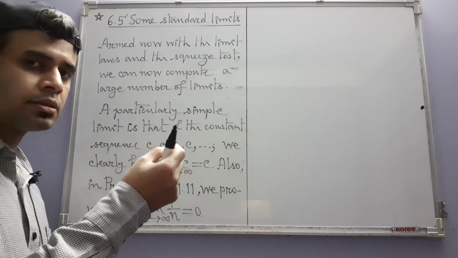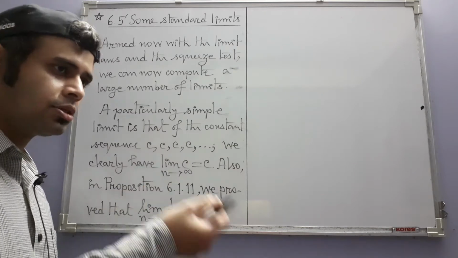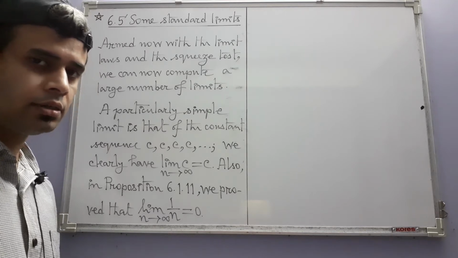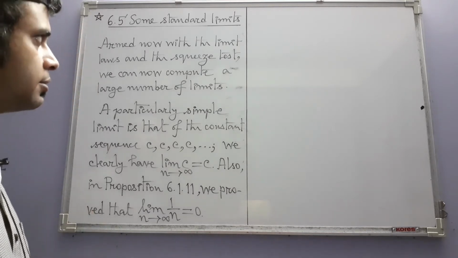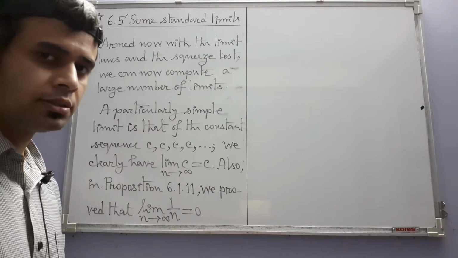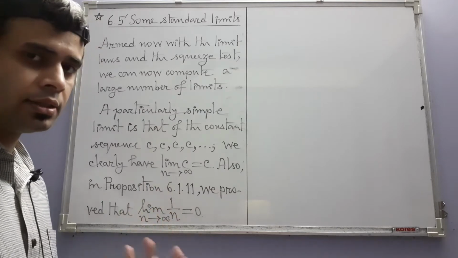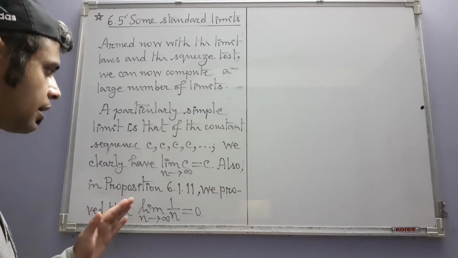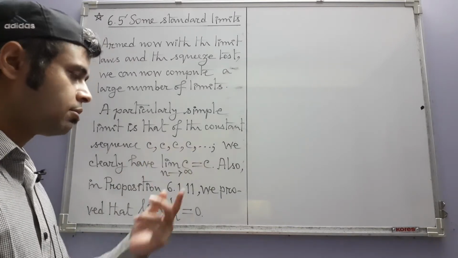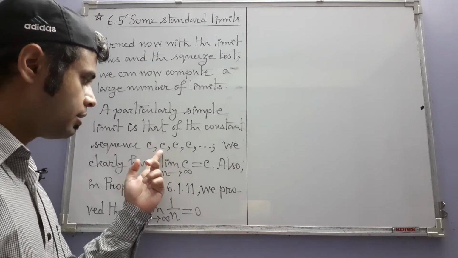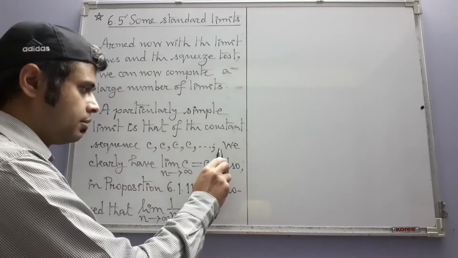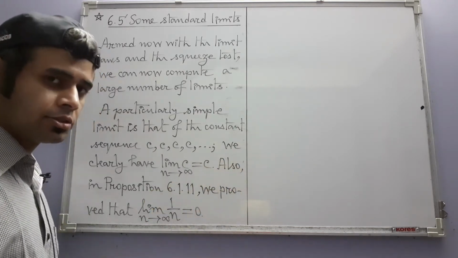If a sequence is trapped in between two sequences, both of which are converging to the same limit, then the trapped sequence also converges to that same limit. So using these two things alone, we can in fact find the limits of a large number of convergent sequences, some of which we will find in this section. So the author starts off with this simplest example, that of a constant sequence, where all the terms are equal and they equal a single real number, say c, and here the limit is also c.